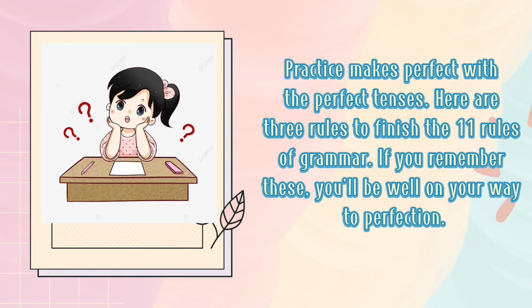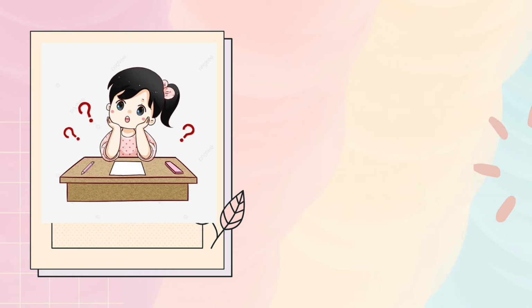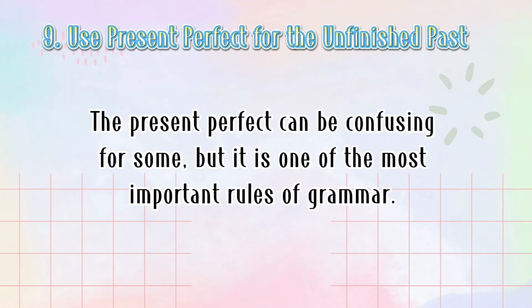Practice makes perfect with the perfect tenses. Here are the 3 rules to finish the 11 rules of grammar. If you remember this, you'll be well on your way to perfection. Use present perfect for the unfinished past. The present perfect can be confusing for some, but it is one of the most important rules of grammar.